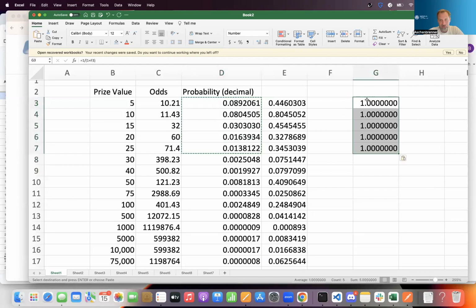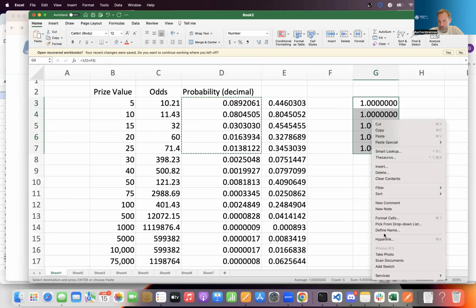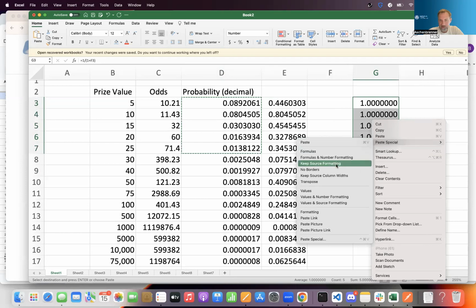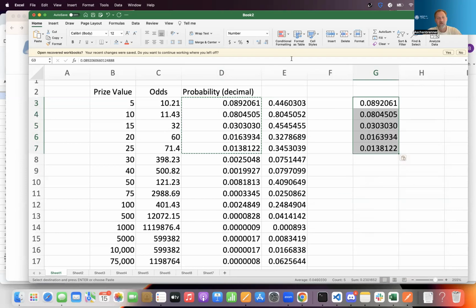I'm going to change them into, whoa, that's not what I wanted to do. Let's paste special values. Okay, I'm going to turn them into percentages so we can have a conversation. So there's almost a 9% chance that when I buy a ticket, I'm going to get a $5 prize. It's really not that good of odds, but it's the best chance that I've got. There's a slightly lower chance, an 8% chance of getting a $10 prize. Great. So almost a 17% chance that I'm going to get a $5 or $10 prize.